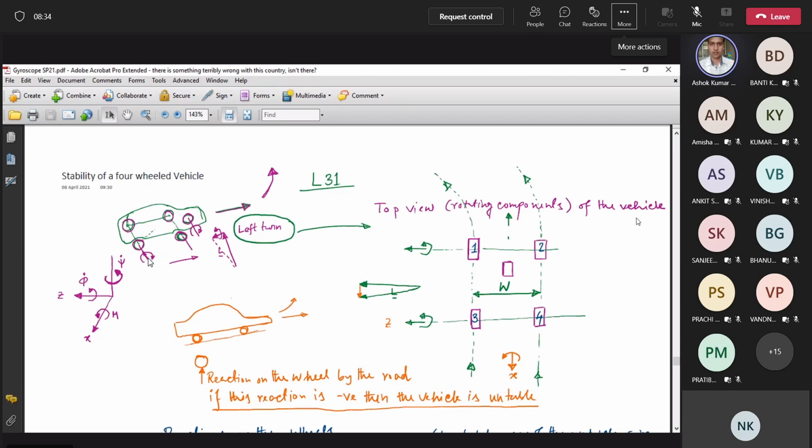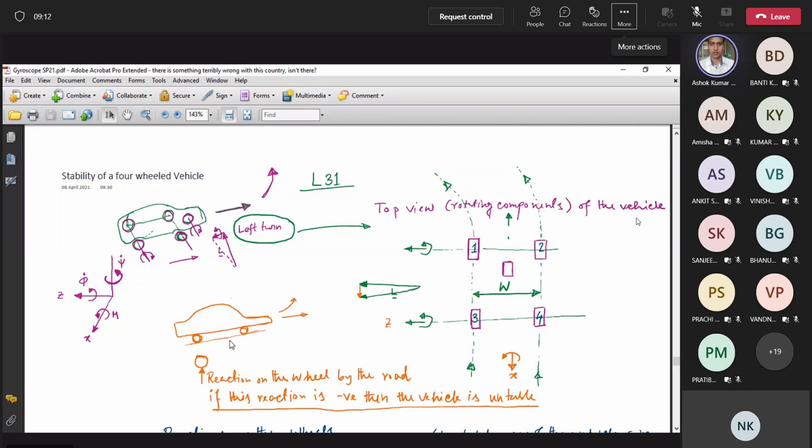Is this point clear to you, or shall I repeat it? Sir, please repeat. So I'm saying that suppose a vehicle is running on the road. We want the wheels to always be in contact with the road. What is that condition which ensures this continuous contact of wheels with the road?